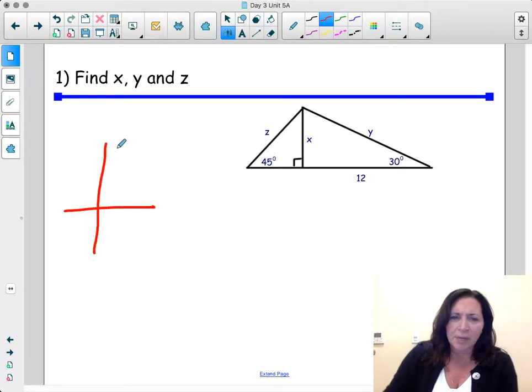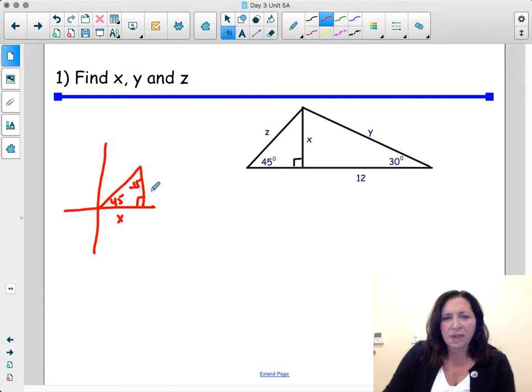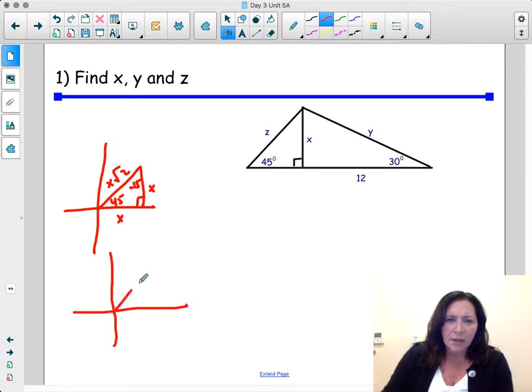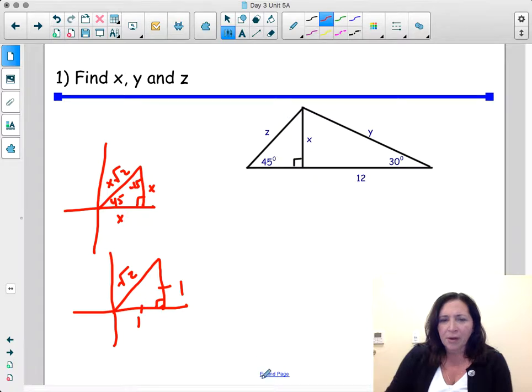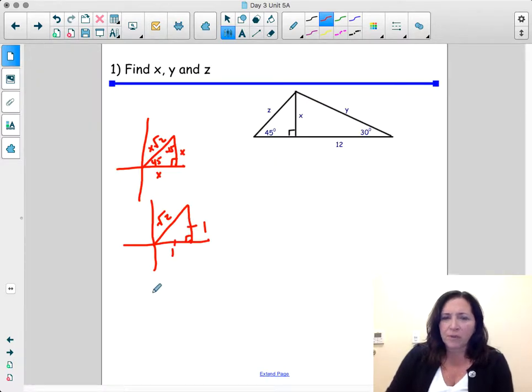Things that you want to remember, if you do have a right triangle and it is a special right triangle, let's say it's a 45, 45, 90. What you should remember is that that's x, and that's x root 2. So if this is a unit circle and we have a 45, 45, 90, you know it's 45 because the two sides are congruent and isosceles. If it's a unit circle, this would be 1, and the hypotenuse, the radius, would be root 2.